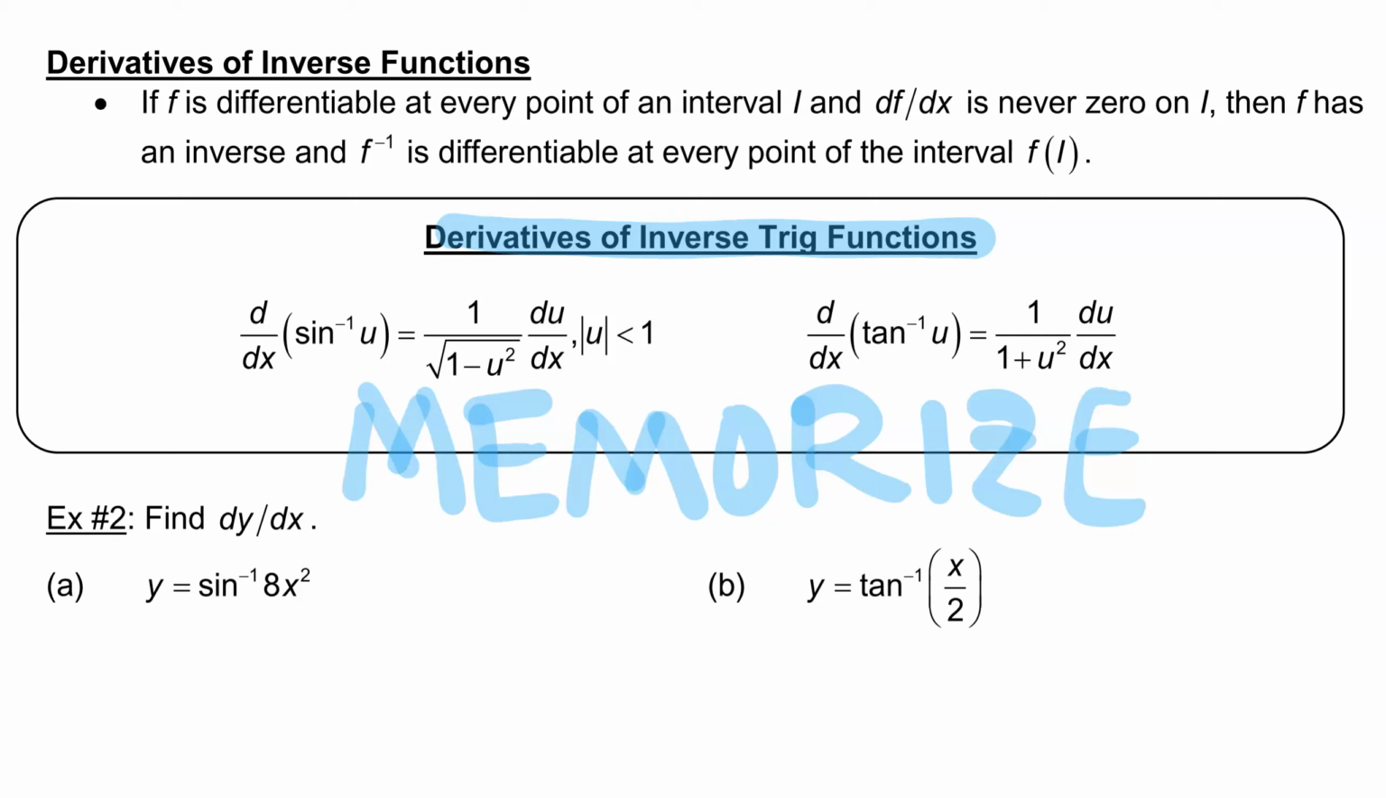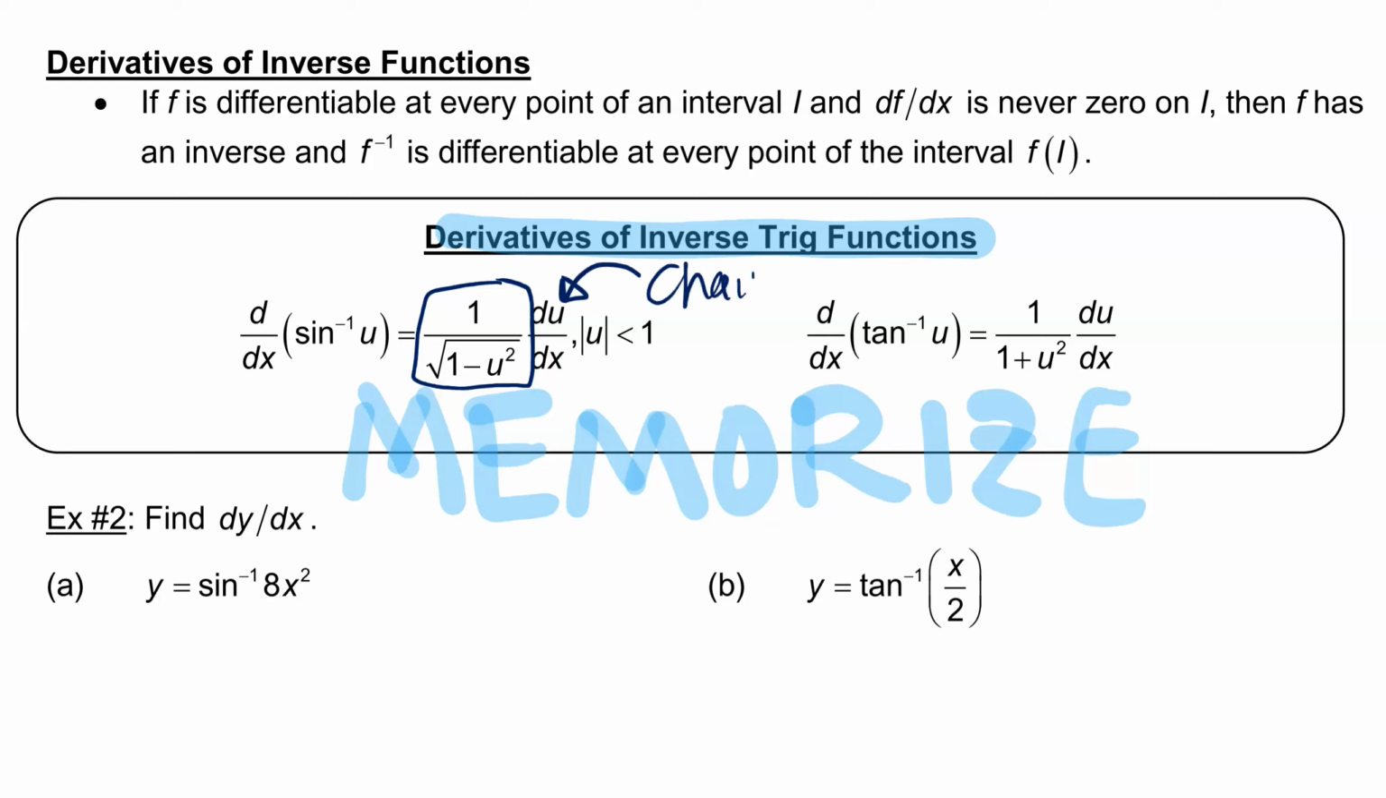So notice this is sine inverse of u. So this is an inverse function. So the derivative of sine inverse is 1 over square root of 1 minus u squared. That's just what it is. What's u? So u is, if I don't just have sine inverse of x, what if I had sine inverse of x squared plus 4, like a function inside? So we're using chain rule.